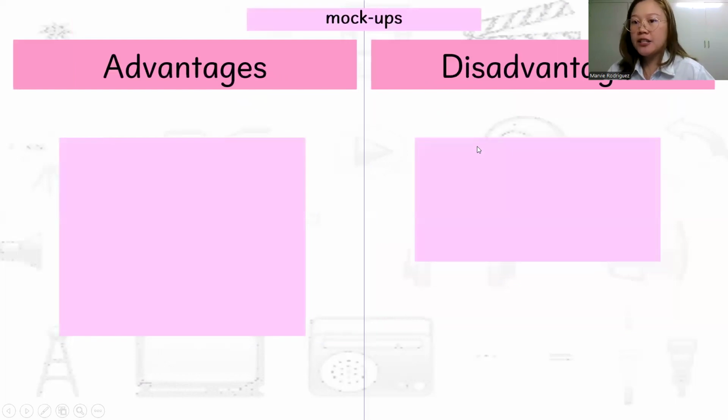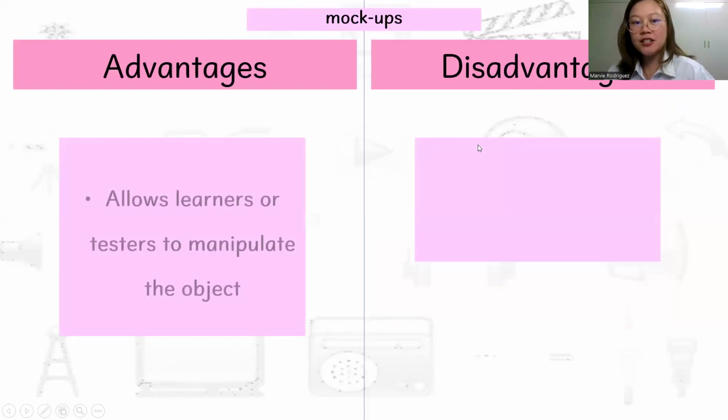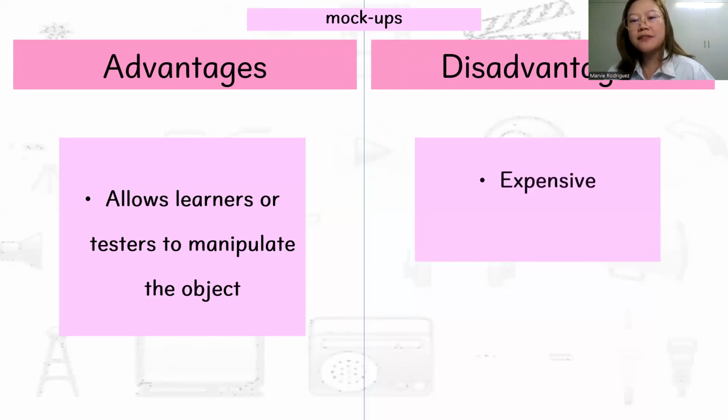Now the advantages and disadvantages. First, because it's almost the same as the real thing, it allows learners to manipulate the object, and so the learning is more effective. It's more accurate. And for disadvantages, since you have to reproduce something, it can be expensive and difficult to make. It takes a lot of time too.